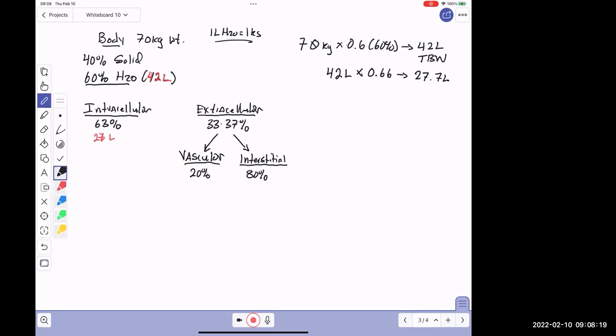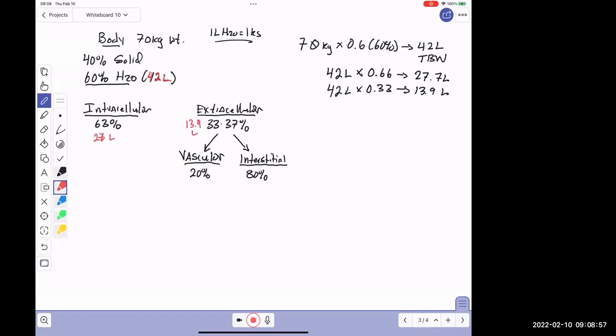Then I'll go to the extracellular and I will multiply that by 33%. So I will start with my 42 liters of total body water, times 0.33. Now I'm just simplifying this, 66 and 33, just to make the math a little easier for us. And when I do that, that gives me about 13.9 liters or thereabouts. So of that 42 total liters of body water, I have approximately 14, or 13.9 liters, in the extracellular compartment.